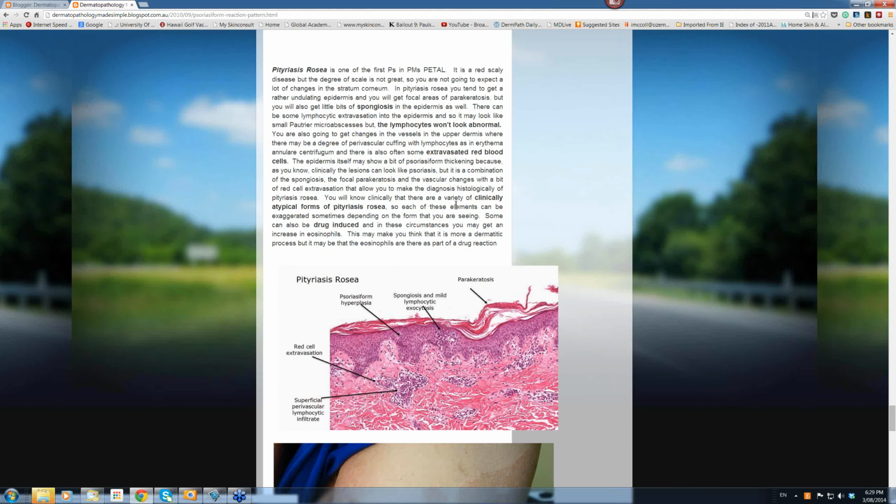So that was the other thing I was going to say here. Clinically, there are some atypical forms of pityriasis rosea. You can get an inverse one. You can get some that are quite markedly scaled and inflamed. You can even get a bullous variant of pityriasis rosea clinically. I must admit, I haven't really seen that much. You can get drug-induced variants as well. Now, in a drug-induced variant, the infiltrate may have some eosinophils in it, and that would make you think of a drug-induced variant.